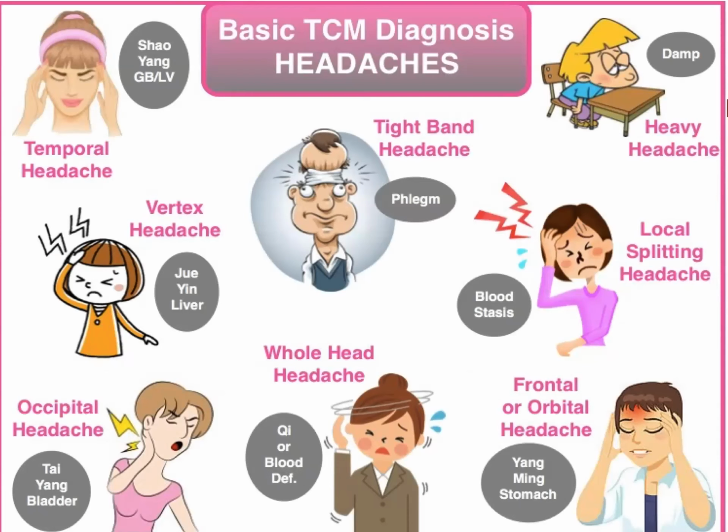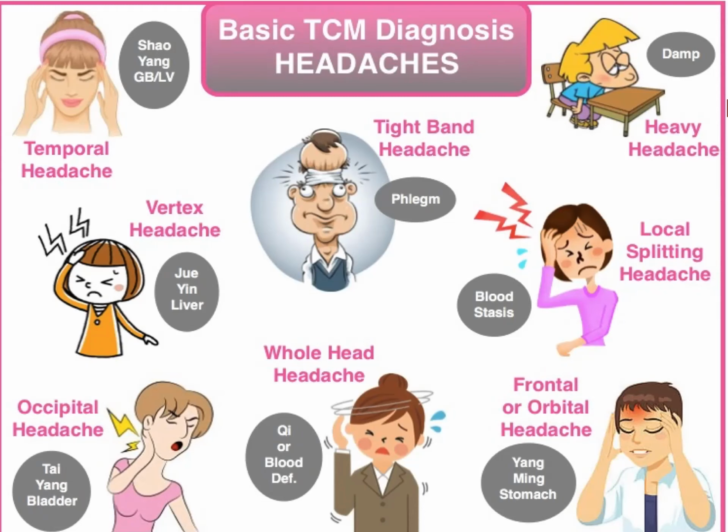Here are examples of basic TCM diagnosis of headache. One is temporal headache, which is a Shaoyang disharmony, which could also be treated with GB41. A vertex headache could be attributed to the liver or a Jueyin headache, and we could use liver 3 for this one. Occipital headache is a Taiyang headache. It's attributed to the bladder, so we could use bladder 65.